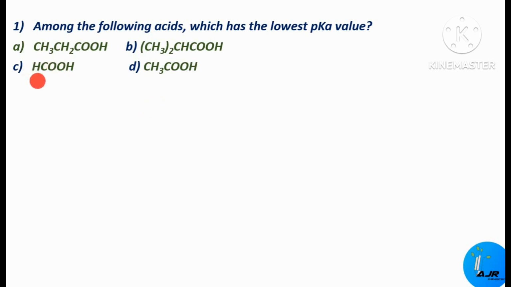But this HCOOH, that is the formic acid, does not contain any alkyl group here. Therefore, it is the strongest acid of all the given acids, and this has the lowest pKa value. First itself I told you the acid which is having the lowest pKa value will be the strongest acid. So this formic acid is the strongest acid since it is not having any alkyl group. So there is no repulsion of electrons. Understood? So the correct answer is formic acid, right?